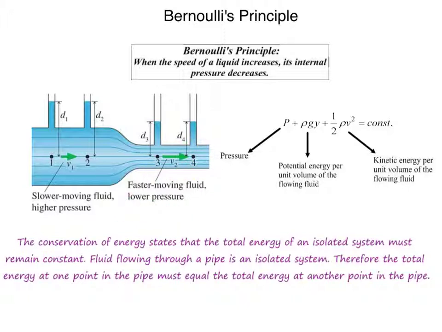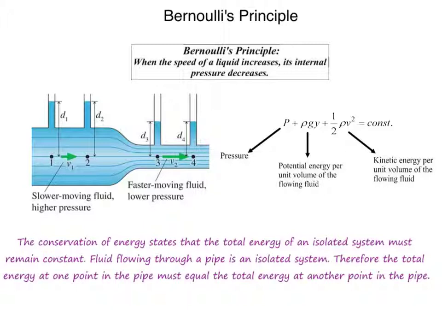Now, Bernoulli's principle is really just a consequence of the conservation of energy. Bernoulli himself developed an equation which relates pressure and velocity in a fluid system, which we call Bernoulli's equation. Here we start with the pressure. We have here an expression for the potential energy within that pipe and an expression for kinetic energy within that pipe. Now, the conservation of energy states that the total energy of an isolated system has to remain constant. The fluid flowing through a pipe is an isolated system, so the total energy at one point in the pipe must equal the total energy at another point in the pipe.